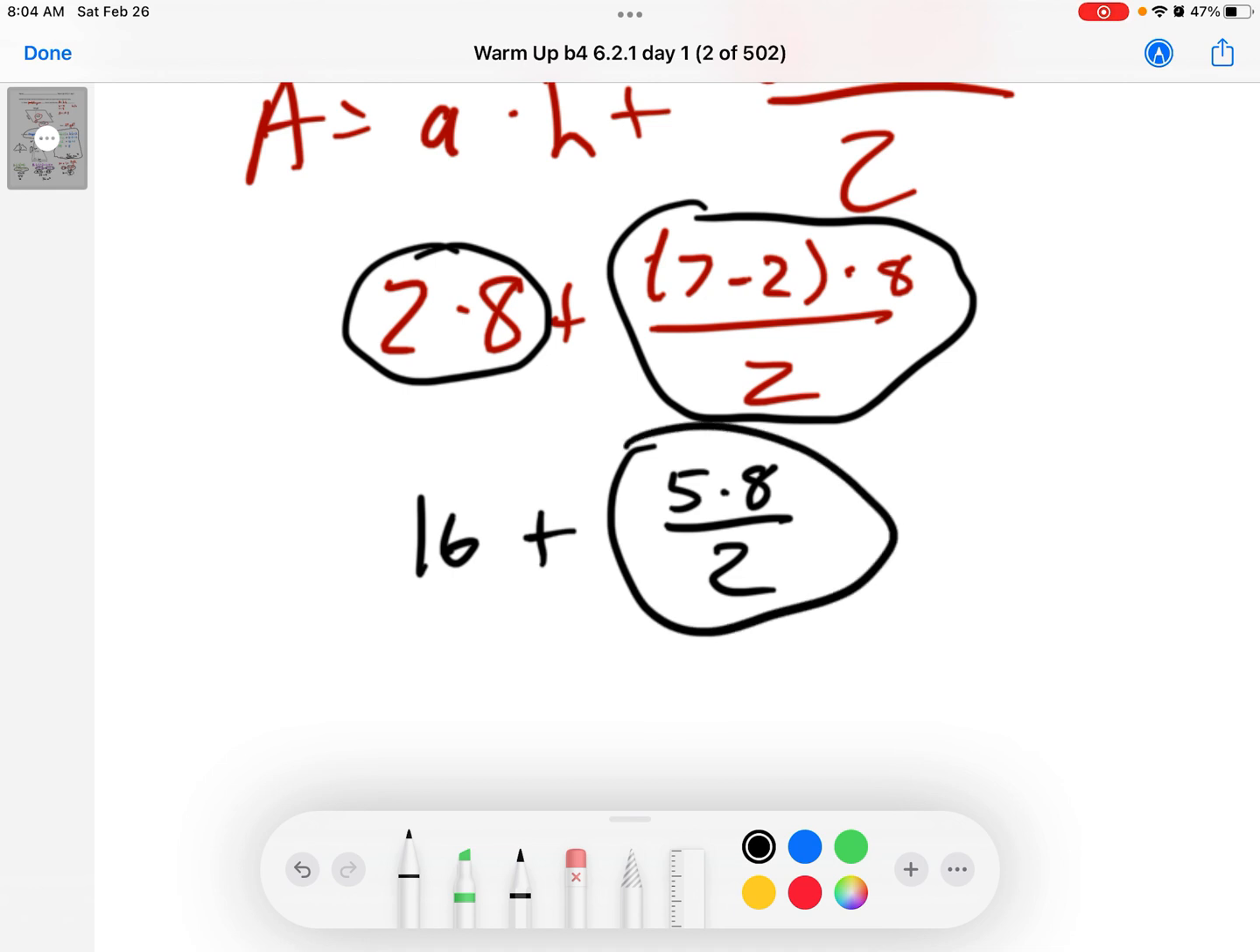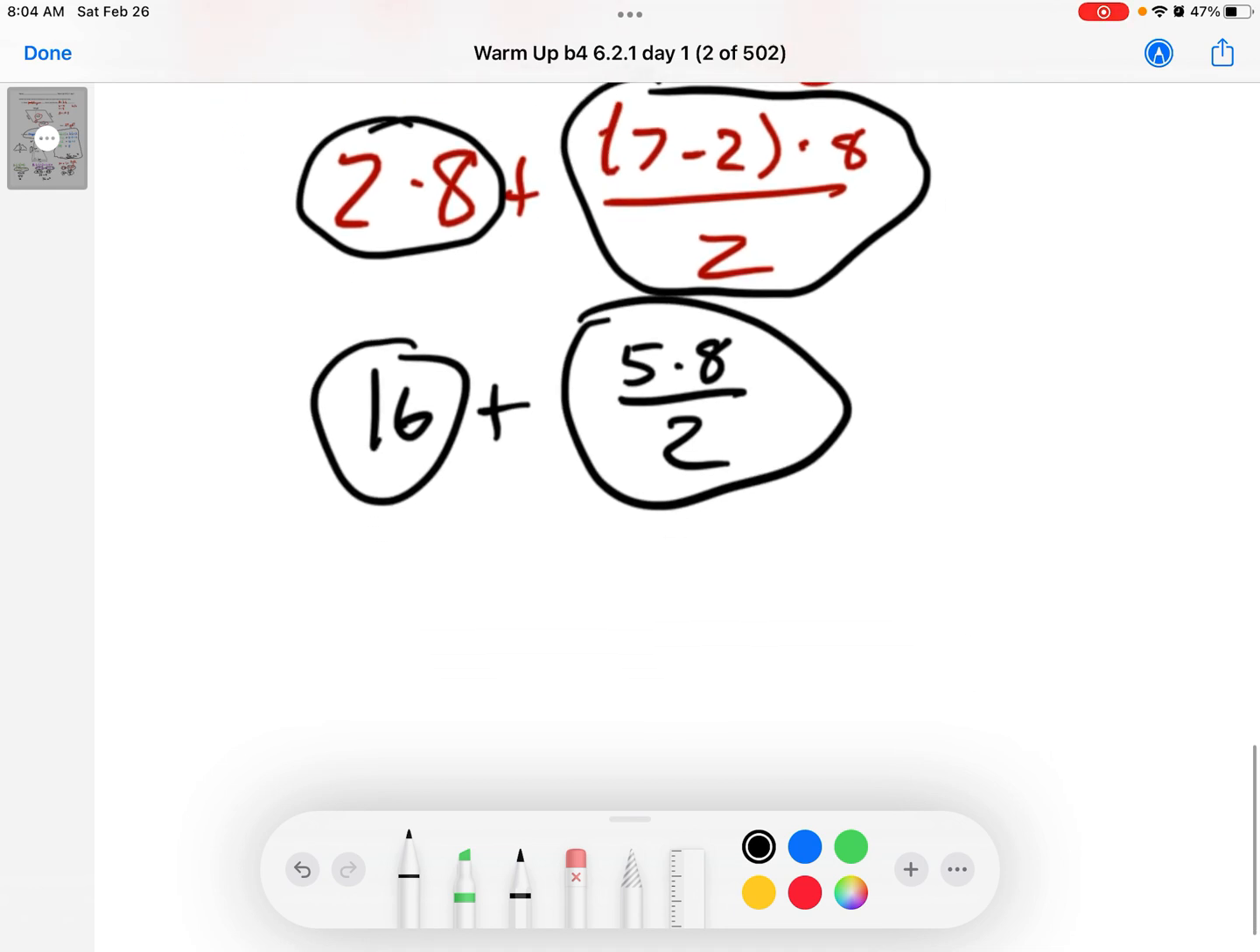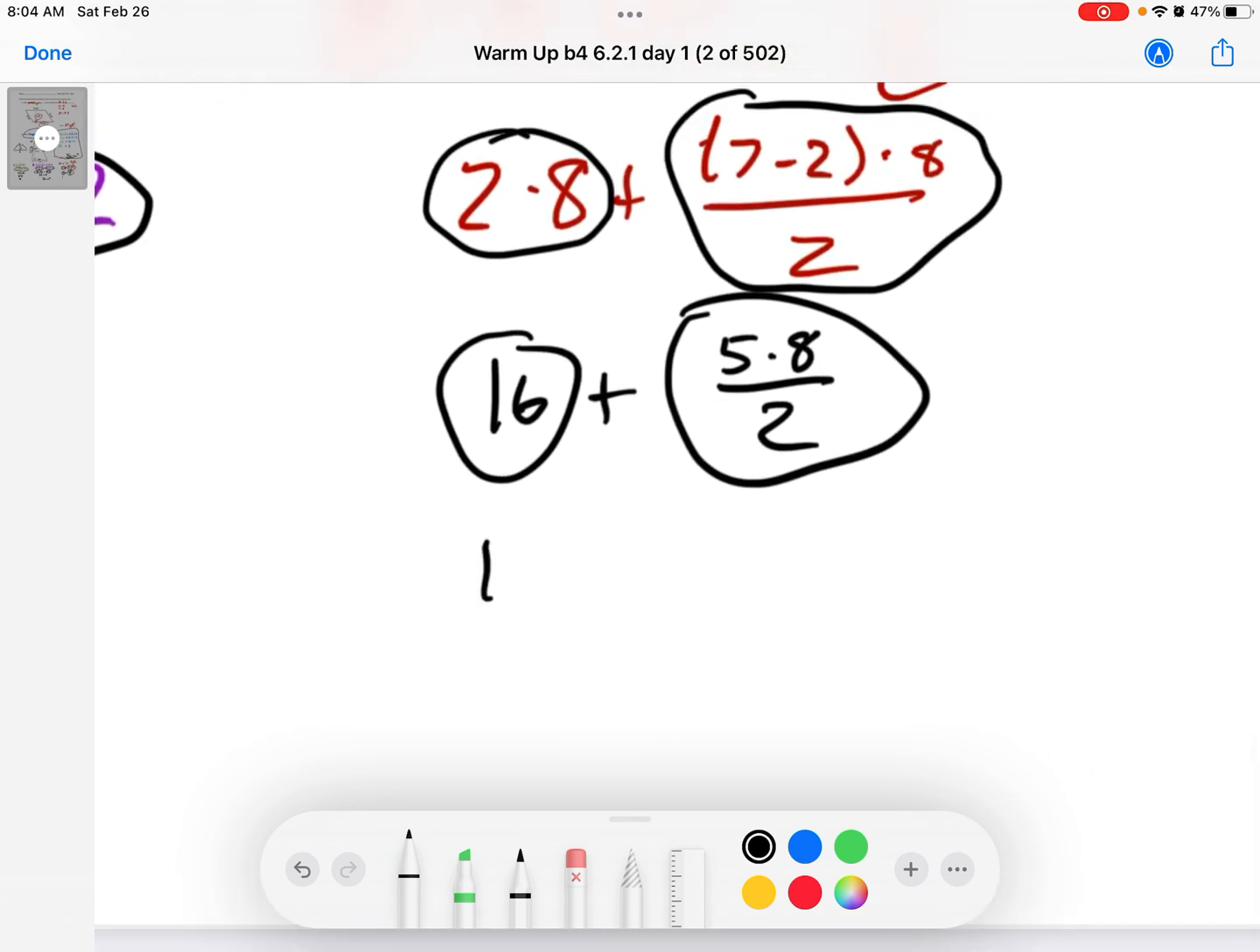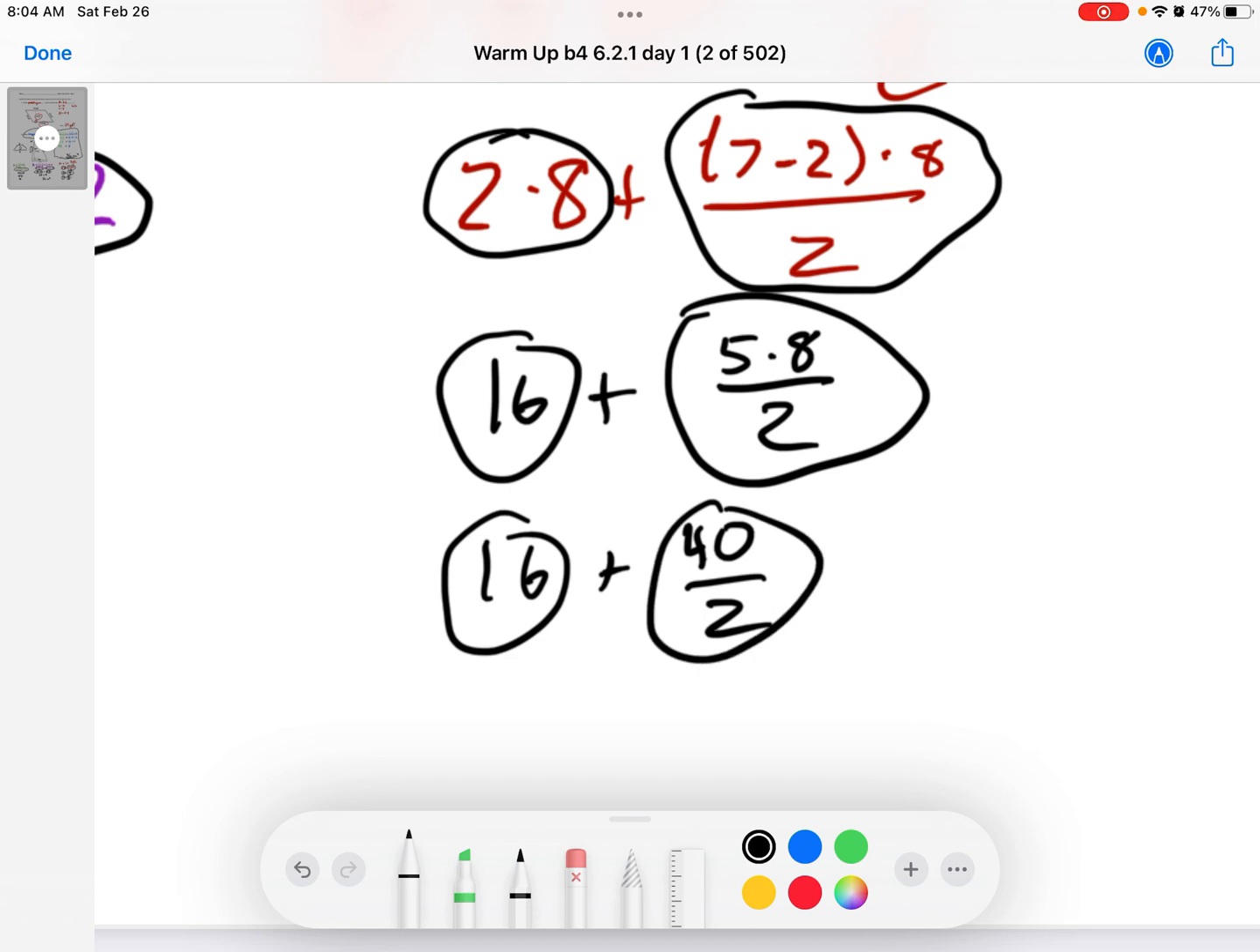I still have this term, and I have this term. I don't have to do anything with 16, do I? 16 plus 5 times 8, which is 40. 40 divided by 2, I still have 2 terms I need to figure out. 16 plus 20 is, and I'm running out of room, 36 square centimeters.